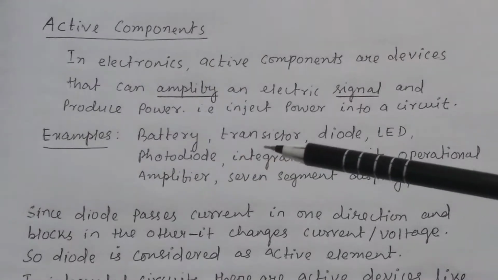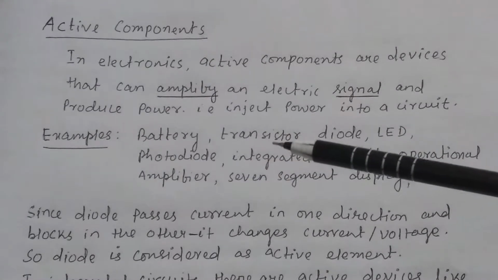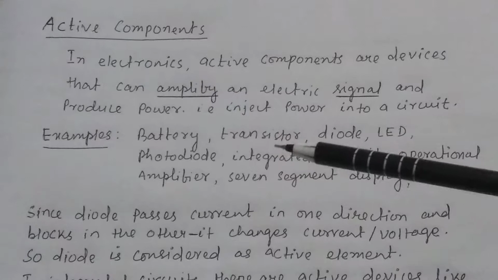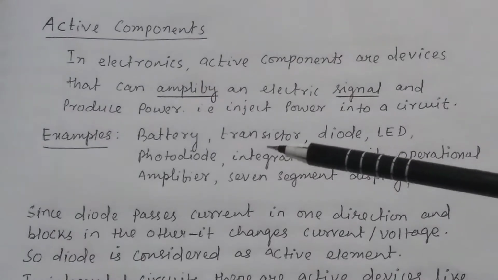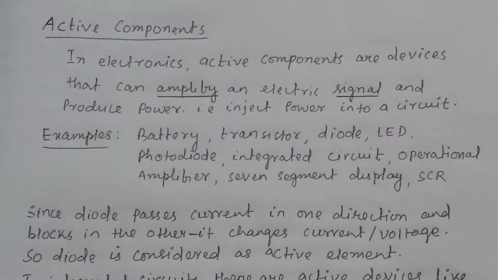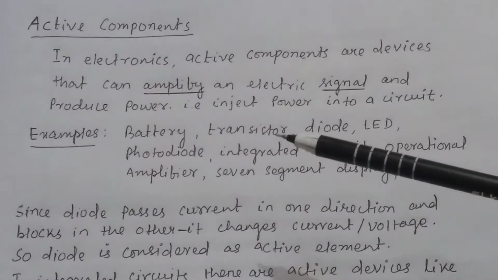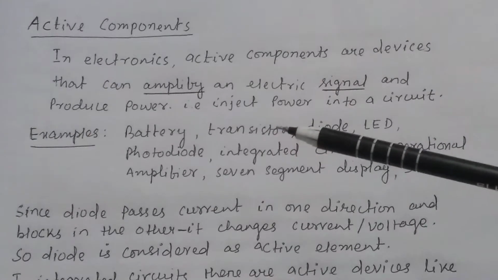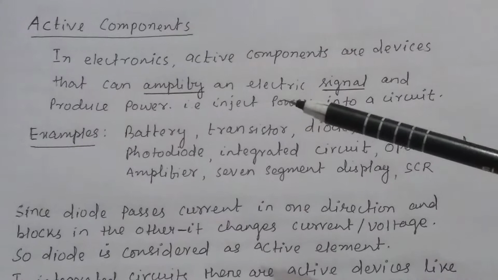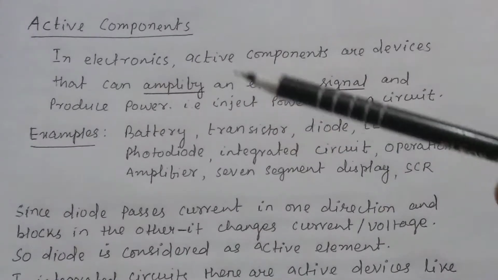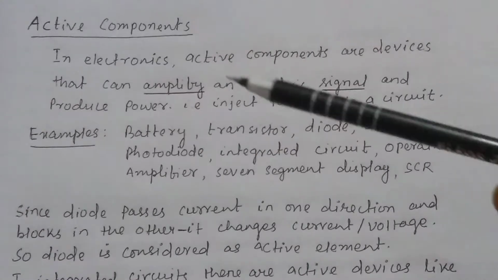And a transistor is also an active component in electronics, because the role of a transistor is to amplify the signal by the mechanism of transfer of resistance. Due to the transfer of resistance, the electric signal is amplified. That is why a transistor is called an active component.